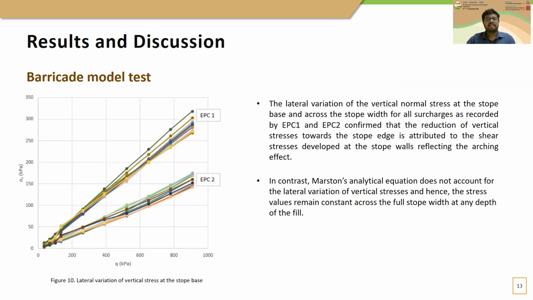From the barricade model test, the lateral variation of the vertical normal stress at the stope base across the stope width for all surcharges confirmed that the reduction of vertical stress towards the stope edge is attributed to the shear stress developed at the stope walls, reflecting the arching effect. In contrast, Marston's analytical equation does not account for the lateral variation of vertical stresses, and hence the stress values remain constant across the full stope width at any depth of the fill.